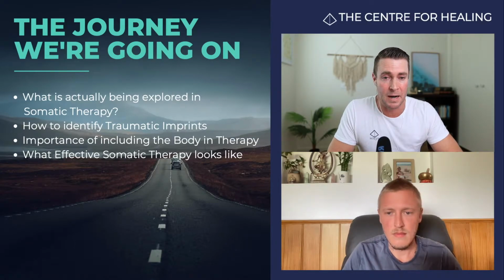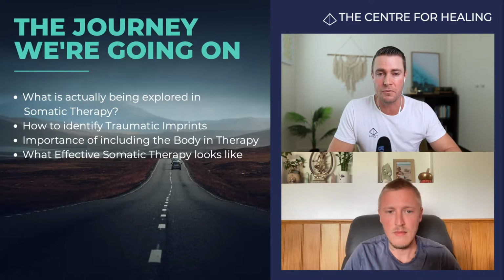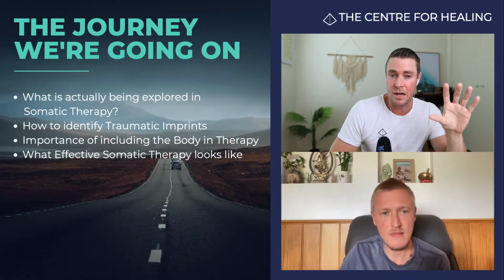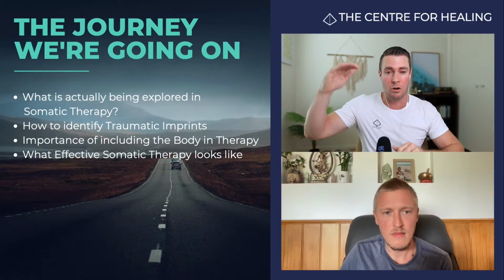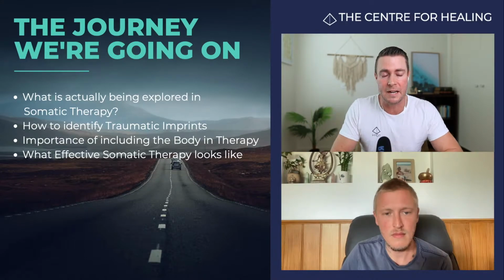We're going to talk about how to identify traumatic imprints in the body and the components of a traumatic imprint. That is a big part when we're working with the body. Also, the importance of including the body in therapy, and also what effective somatic therapy looks like. And we're going to go through the components of what would be involved in a session to do it effectively. And we're also going to go through a whole flow chart of what we take clients through, and also practitioners that we train, in what a session looks like.